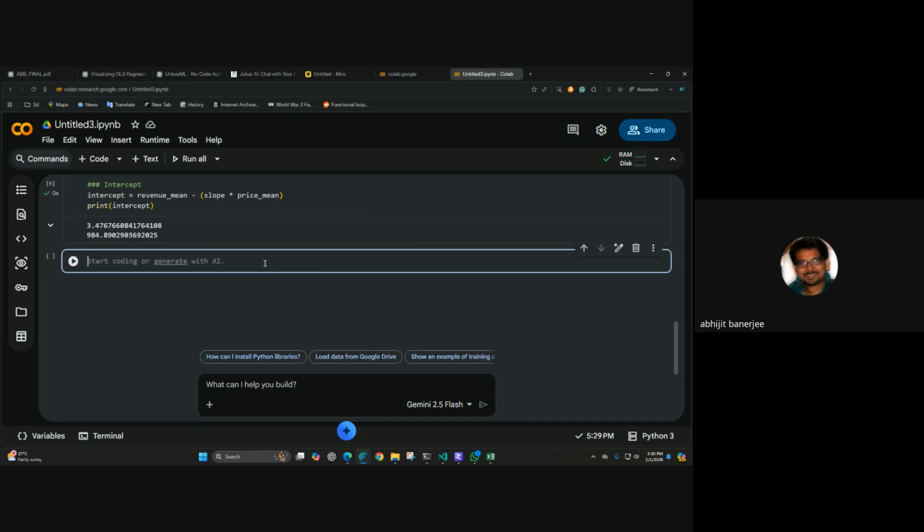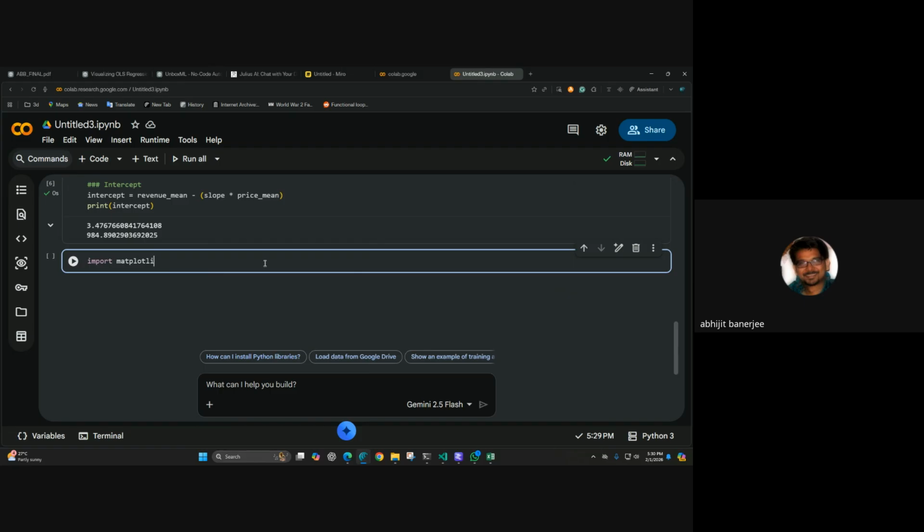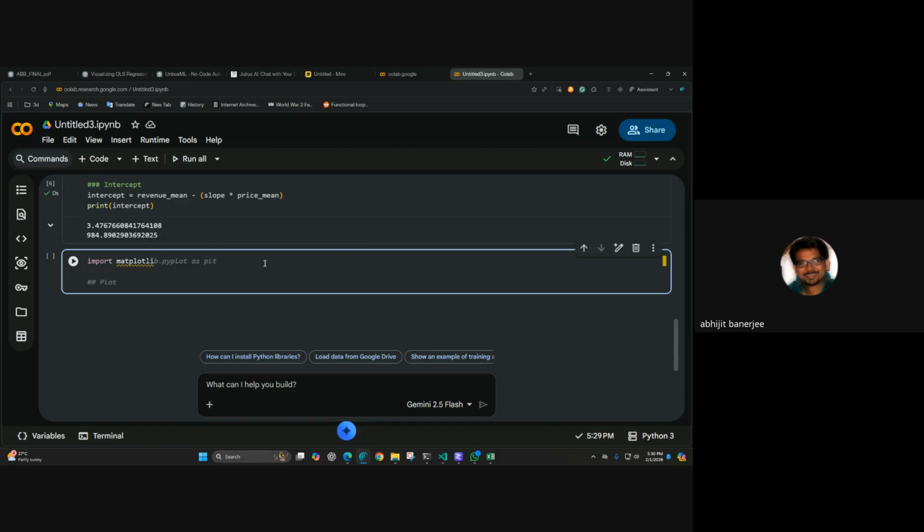Now if I want to plot this, I need to import one more library. Import matplotlib.pyplot as plt. Remember this. Now plot the data points and the straight line, or the regression line.